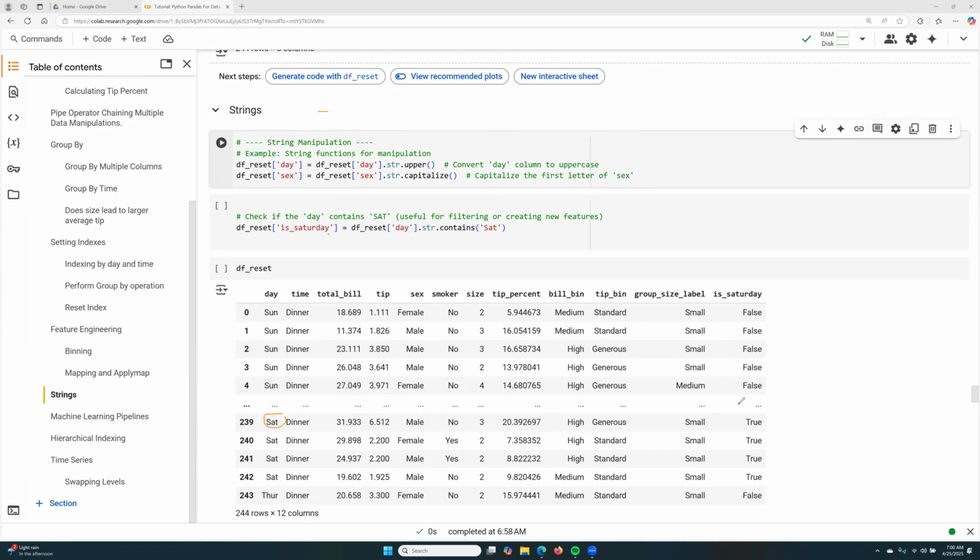Saturday, and we set it to true. This is easier. If you create a variable like this, it's easier to filter, I guess. It's easier to filter on a Boolean than an actual day. So that might be a possible use case.